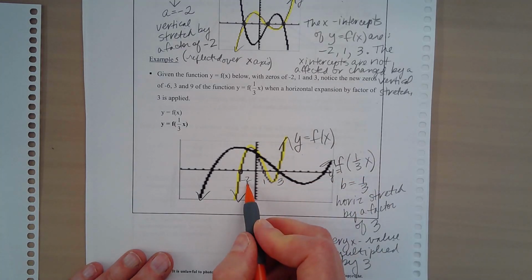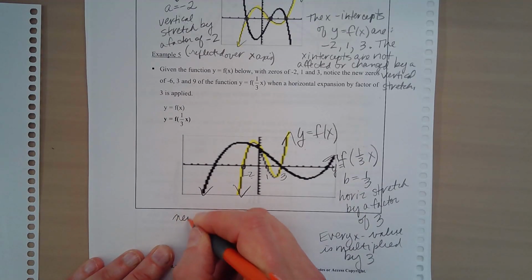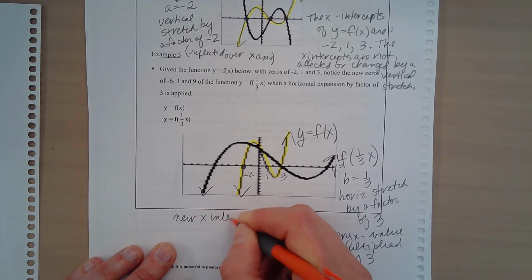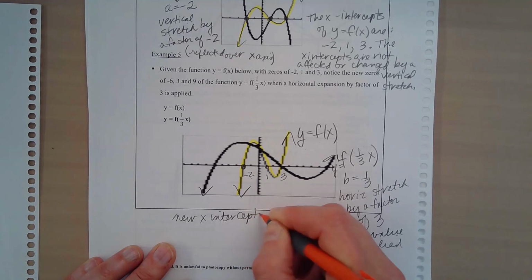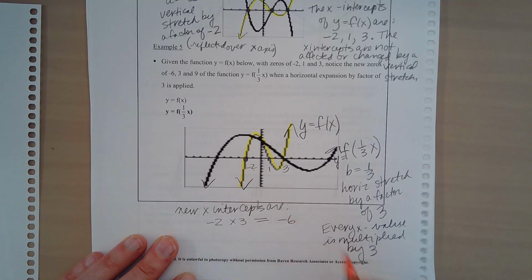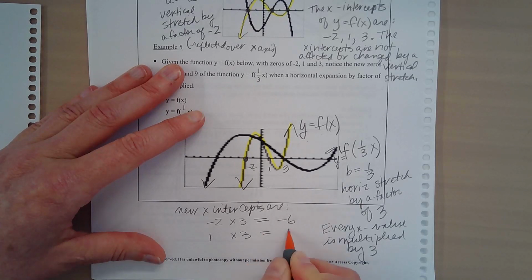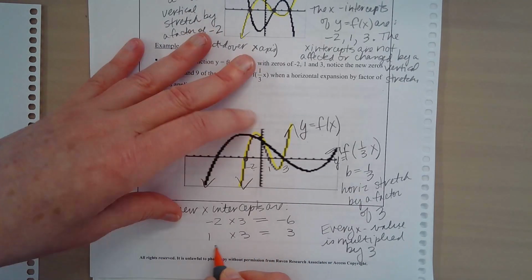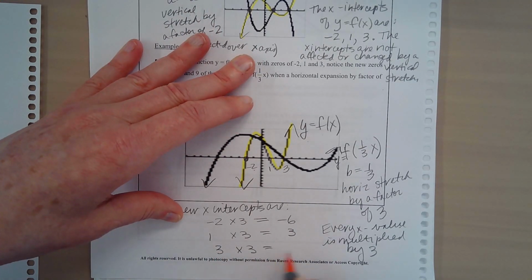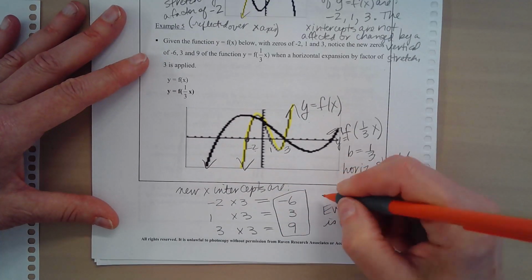Every one of these guys is going to be multiplied by 3, right? So my new x-intercepts are, okay, -2 times 3 equals -6. 1 times 3 equals 3. And 3 times 3 equals 9. Okay, so these are my new x-intercepts.